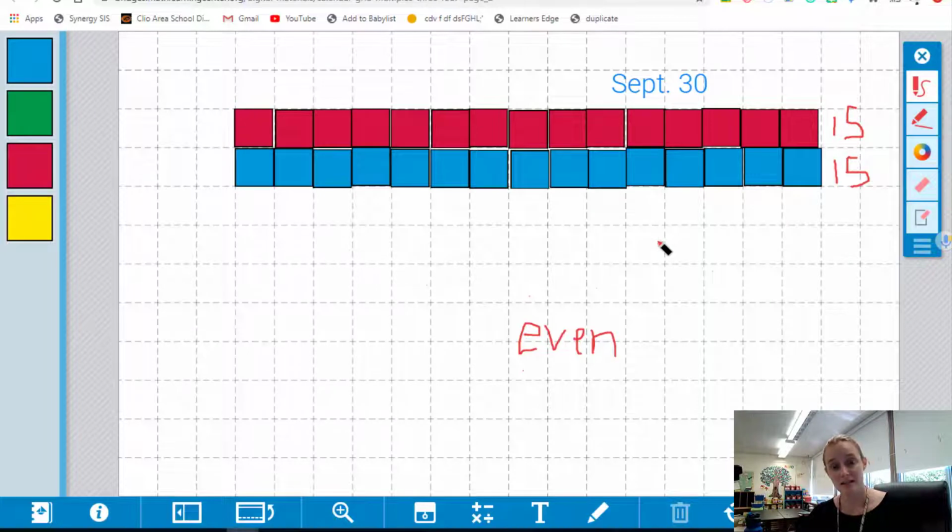If I wanted to take this and move this into a subtraction problem, remember you're going to start with your largest number. You're going to start with 30. And you're going to subtract, doesn't matter, they're the same number, right? You're going to take 15, maybe I took the red ones this time, and it's going to equal how many blue ones are left. So it's 30 minus 15 equals 15.